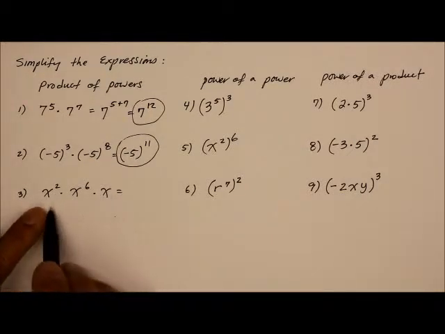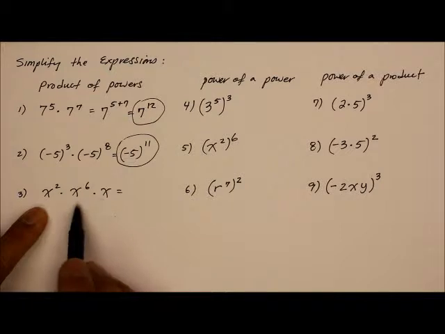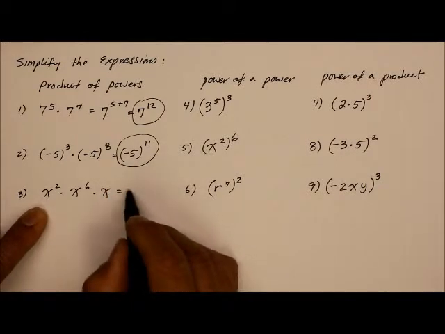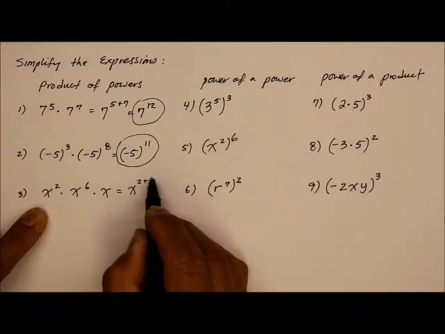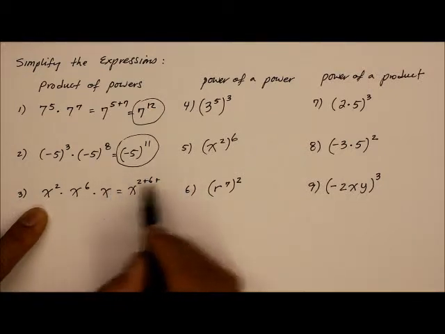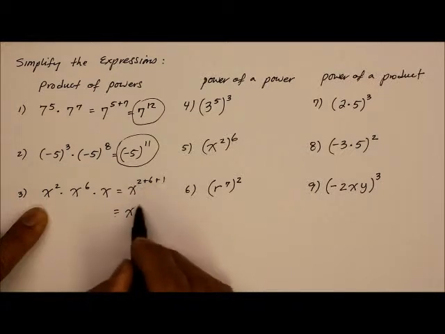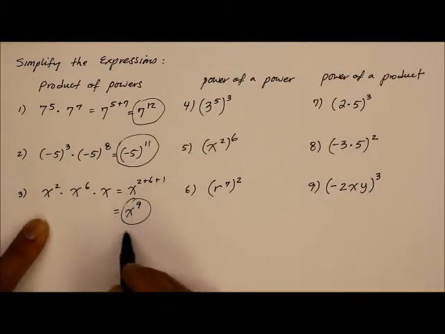Now in this case, we have 3 bases that are the same. The rule is still the same. You take each of their exponents. That's a 1. You knew that. So it becomes x to the 2 plus 6 plus the invisible factor 1. So the answer becomes x to the 2 plus 6 is 8 plus 1 is 9. And that's the answer for number 3.